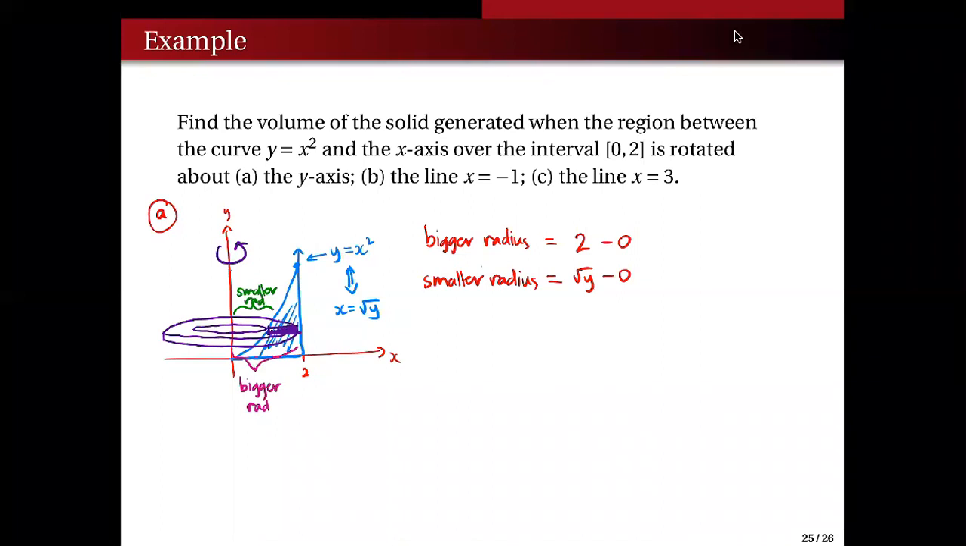Now, the interval 0 to 2 is for the variable x, okay? But we need the interval for the variable y, because again, this is horizontal strips. The variable of integration will be y. So we need to identify the y coordinate when x is equal to 0. It can easily be seen that this is equal to 4.